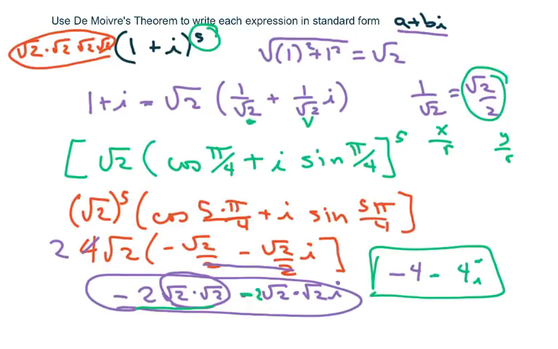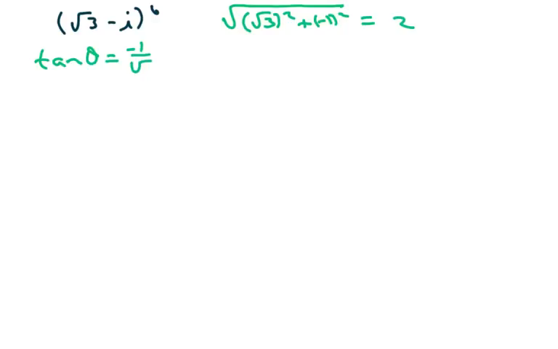All right, so now let's do 2 more of these. And we're going to do this one. The first thing we want to do is find the magnitude. The magnitude is going to be square root of 3 squared plus negative 1 squared, and that's going to yield 2. And we also know that tan of theta equals negative 1 over square root of 3, which equals negative square root of 3 over 3. We also know that my y is negative and my x is positive, so we're in quadrant 4. That means my angle is 330 degrees.